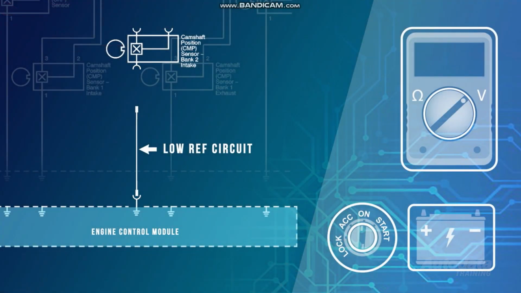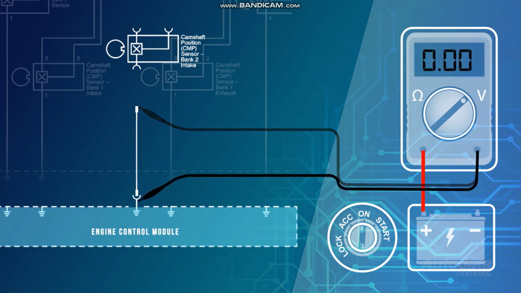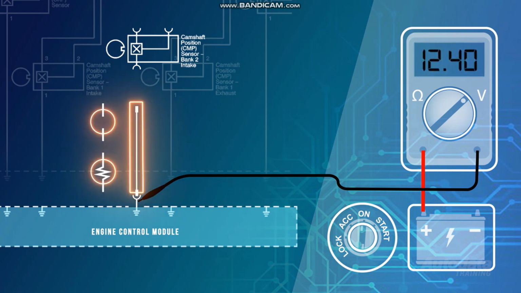With the ignition switched on and sensor disconnected, place the red meter lead on battery positive and the black on the low reference terminal. Battery voltage should be displayed. If 0 or substantially less was seen, move the black lead and back probe the low reference terminal in the ECM harness connector. If the correct voltage is now observed, this confirms an open or excess resistance in the harness.